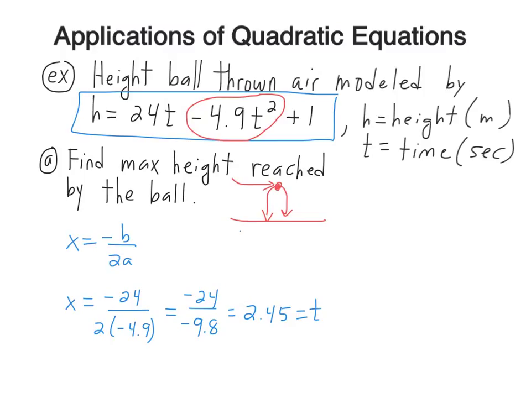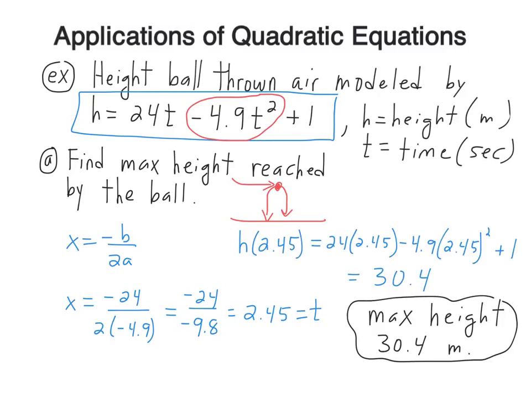So we need to find h of 2.45. So that'll give us a maximum height of 30.4 meters. Okay, so again, you're just substituting into the equation this 2.45 for t.